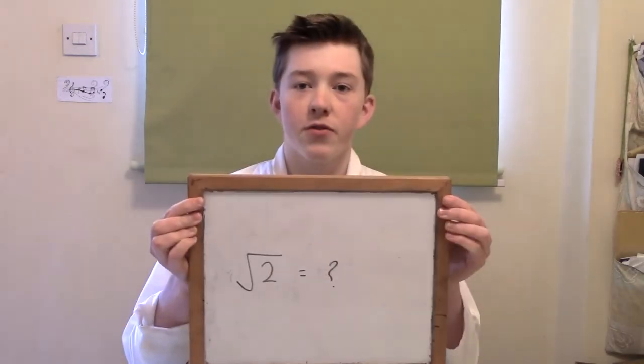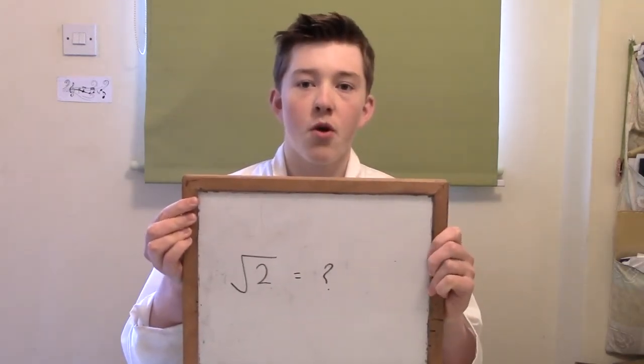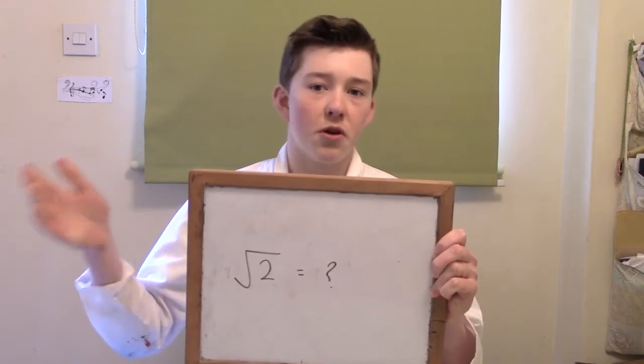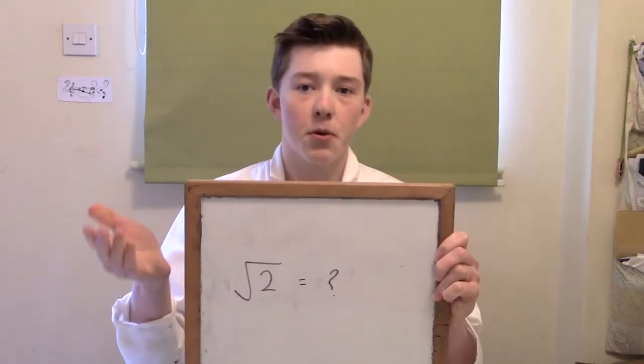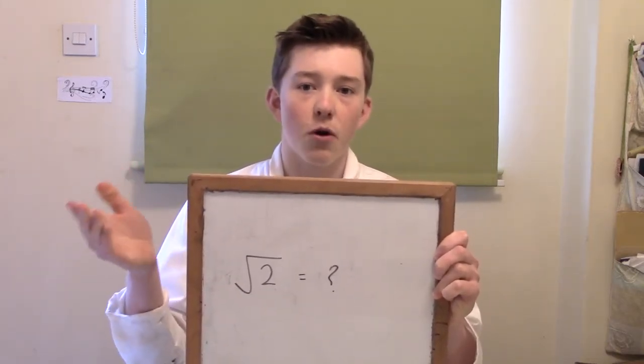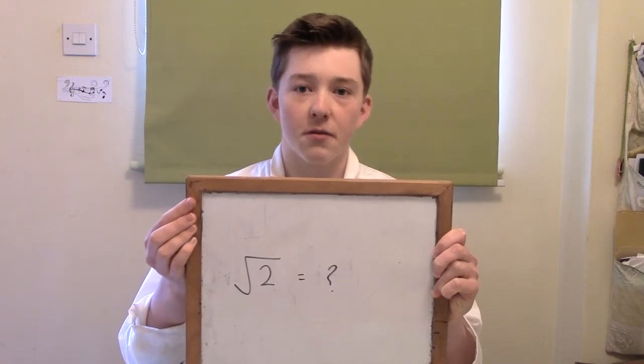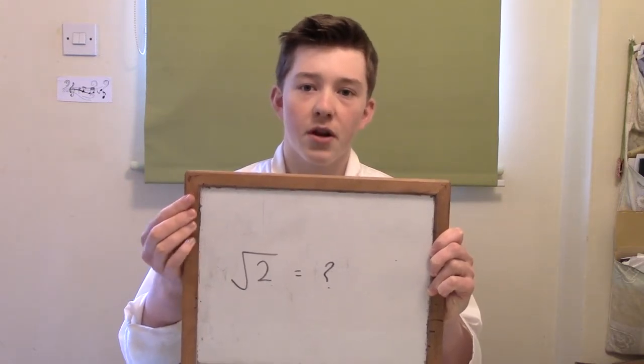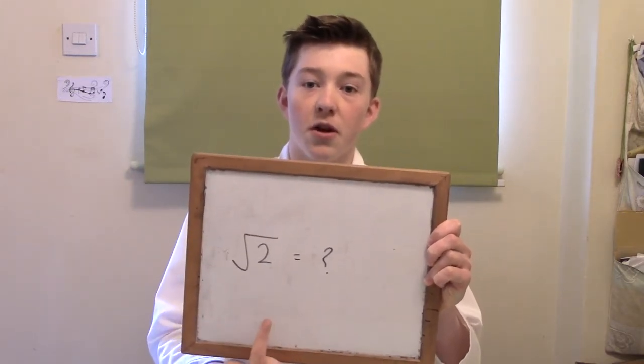Take the square root of 2 for example. We know it must lie somewhere between 1 and 2, but it's almost impossible to work out exactly what number will multiply by itself to make 2. A number like this is called a surd. All surds are irrational, meaning they can't be expressed as a fraction. So you can't convert the square root of 2 into a fraction, a number over another number.